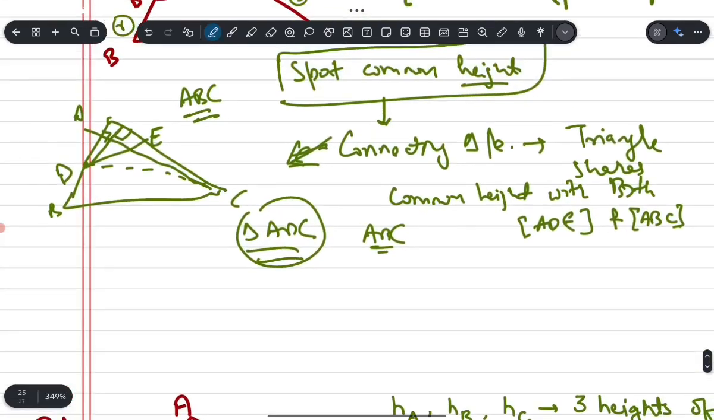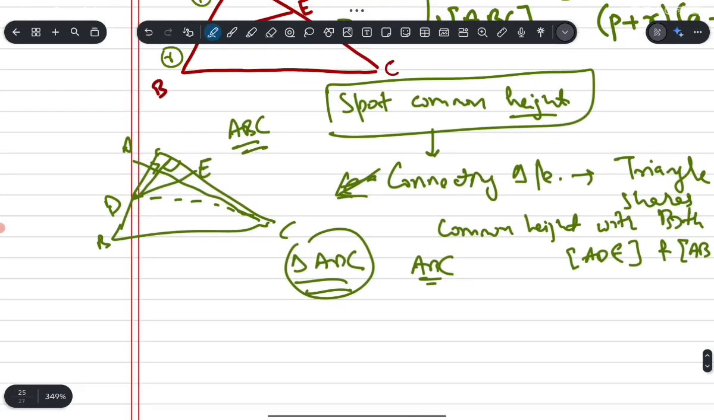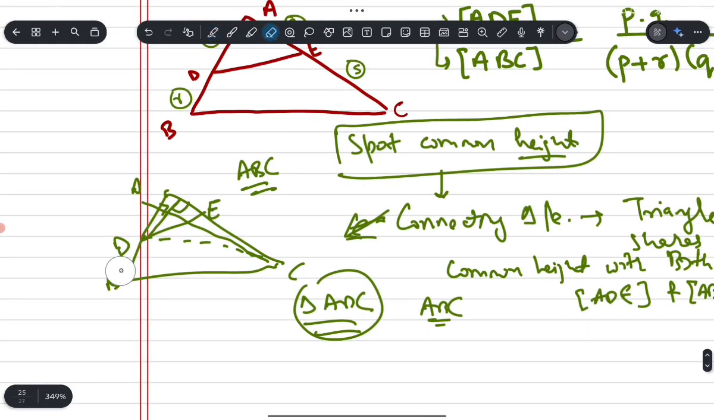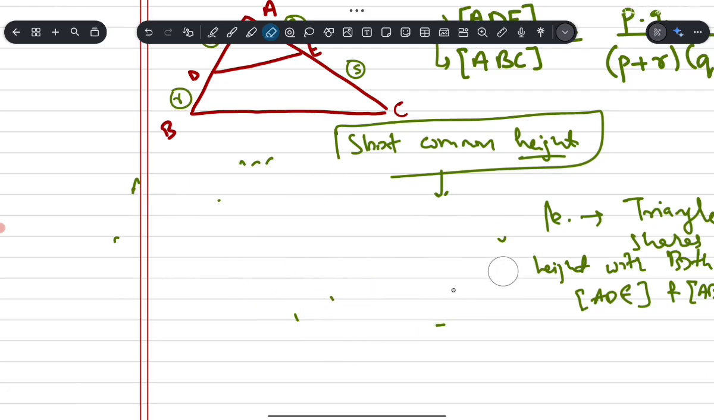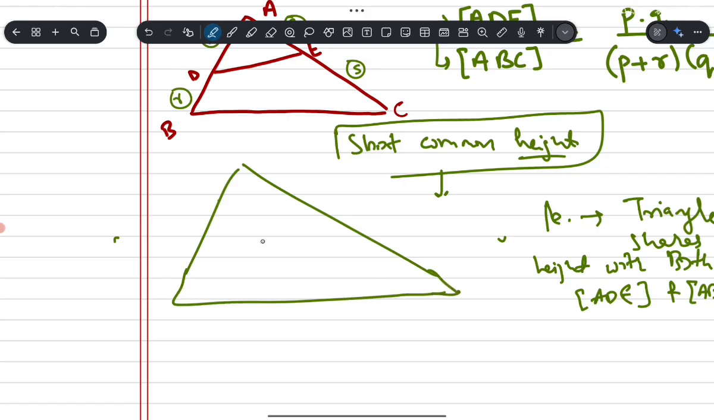Let me just redraw the diagram. Let me have a bit of space in here. Let me erase this, and I can draw a bigger diagram. Alright, so I was saying that this is the triangle ABC, with D and E on the sides.